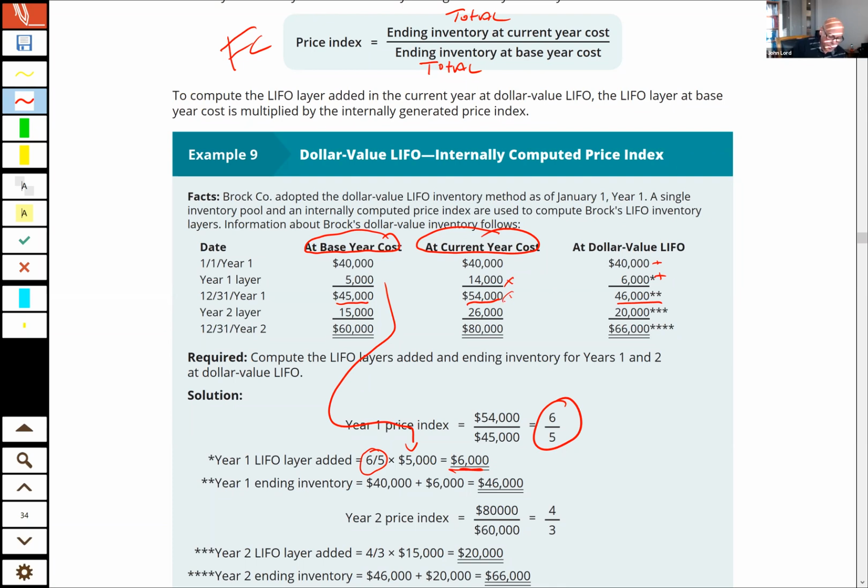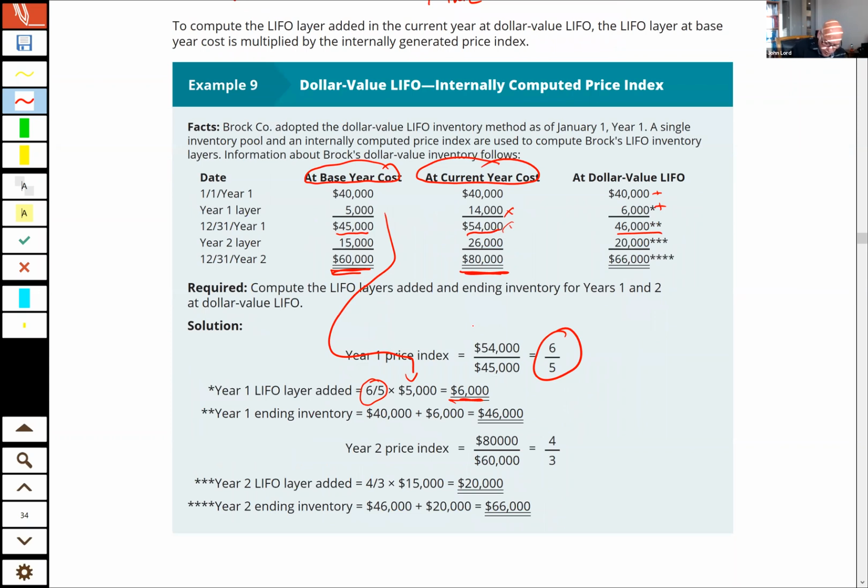Okay, so just to go into the second year, again, they have to give you the year end at base and at current dollar if they want you to calculate the index. This is a little hard to see, I was looking at this earlier, I'm like 800,000, where did that come from? It's 80,000, they left out a comma there. Okay, but it's the 80,000 divided by the 60,000, which gives me 4/3. I pick up the layer always at base year, multiply it by the 4/3, and now that brings the layer to the current, and I add it.